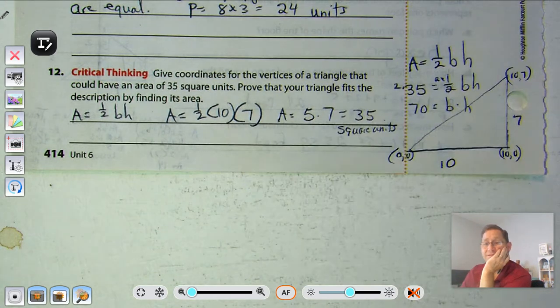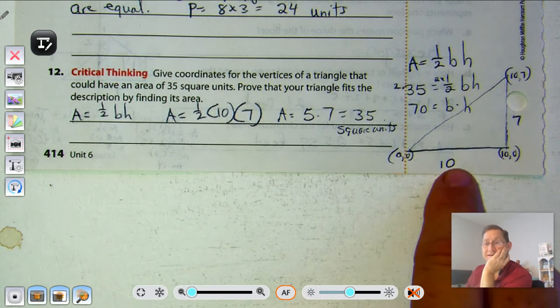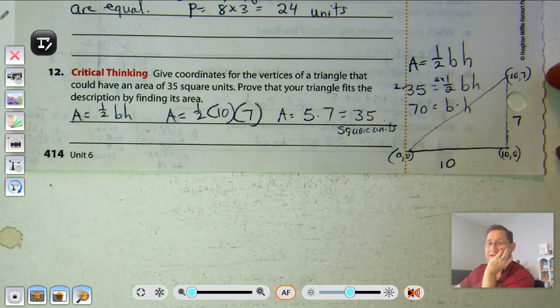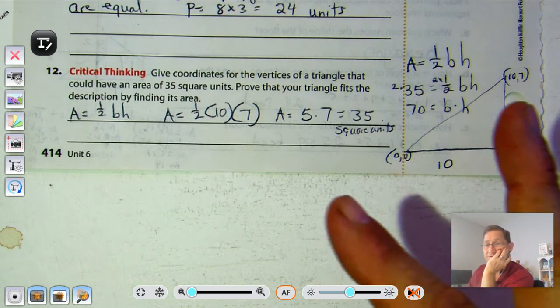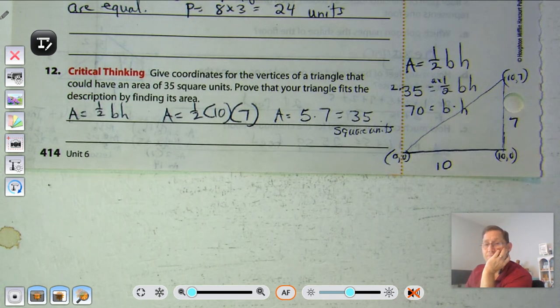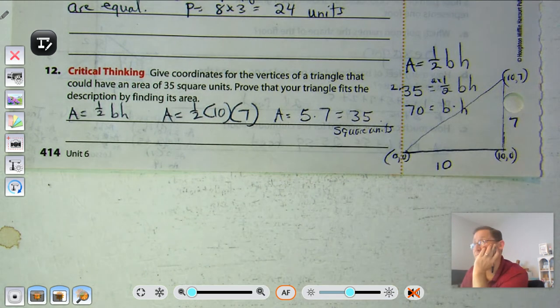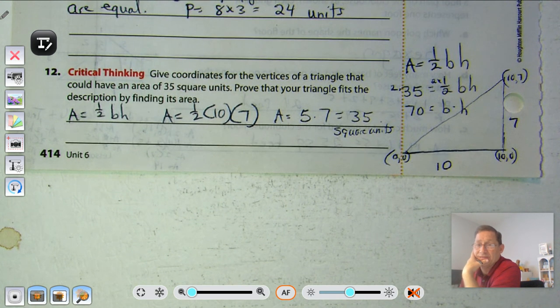So that's just one possibility. The base has to come out to a distance of 10, and a height of 7, or vice versa. Or you could have something like a height of 5 and a base of 14. That would be 70. We just need two numbers multiplied together to give us 70. I suppose you could have a 2 by 35.